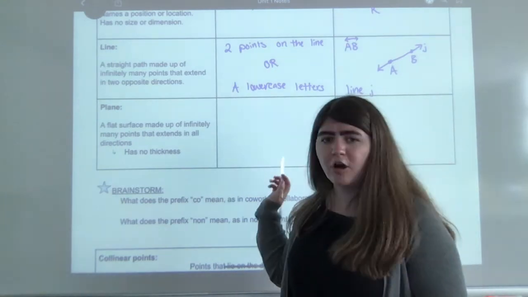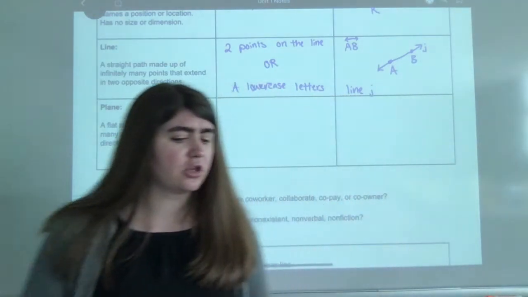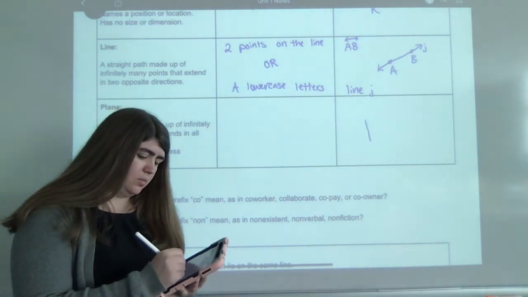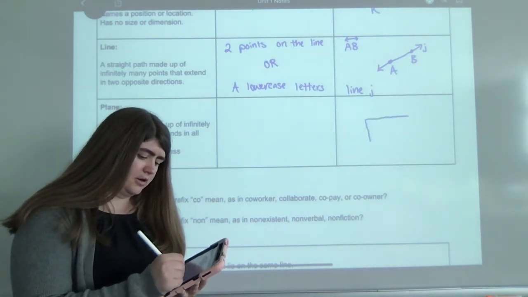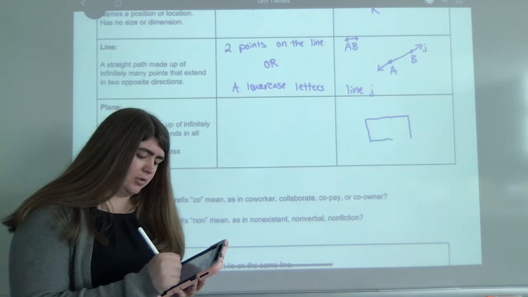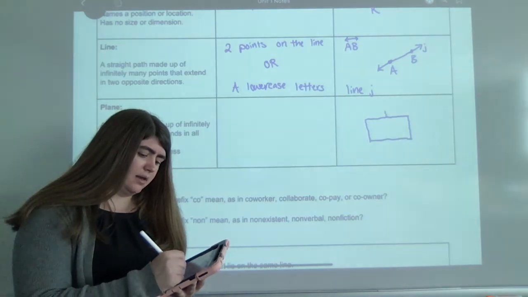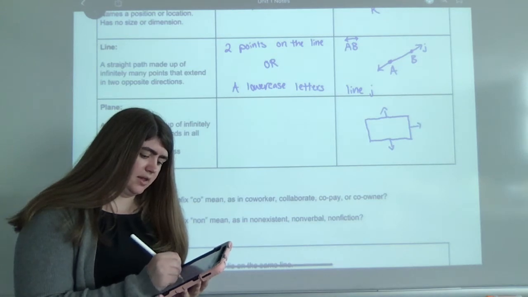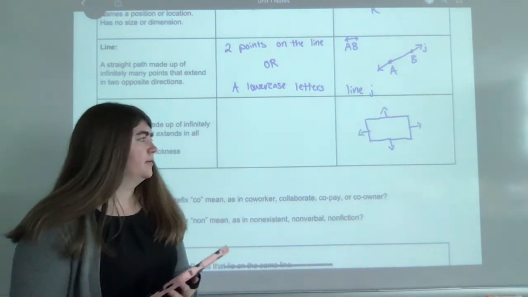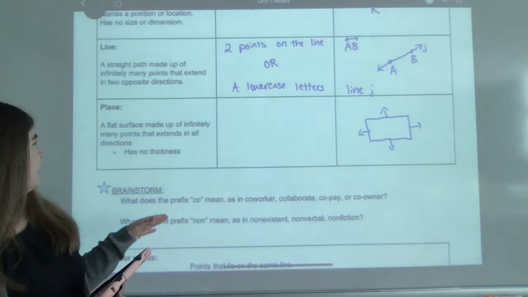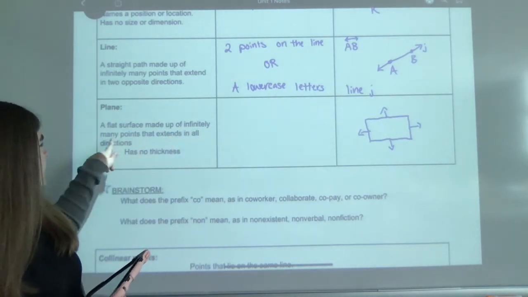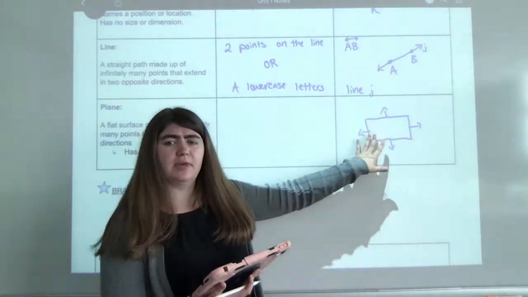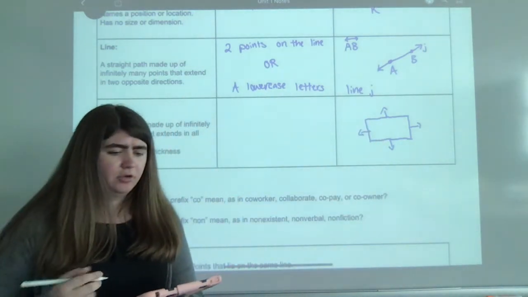So when we're drawing a picture of a plane, I'm actually going to go ahead and draw a rectangle, but there's going to be one difference here, and that difference is that I'm going to add an arrow extending off of all sides of the rectangle to represent that this is a plane. Alright, so now that I have that plane, I said that it was made up of infinitely many points. So within this plane, there's a whole bunch of points. You can't see them. We're going to highlight a few.